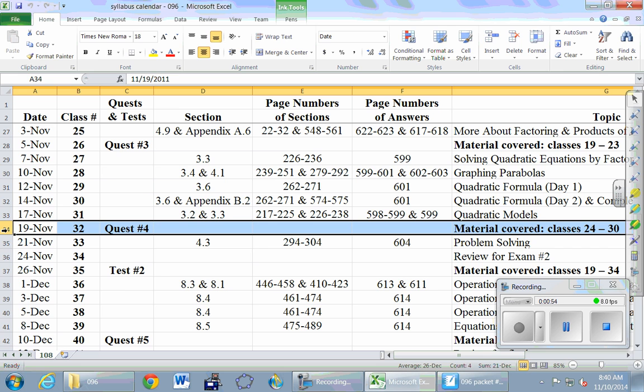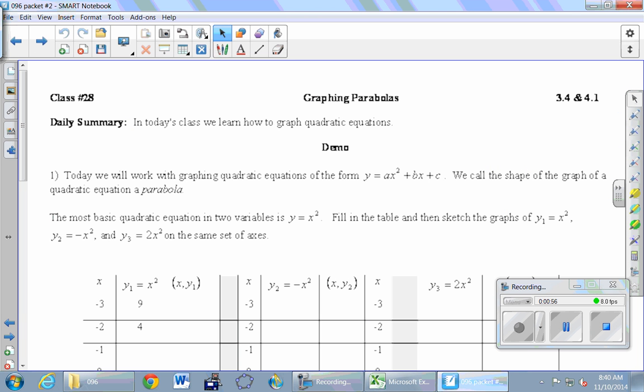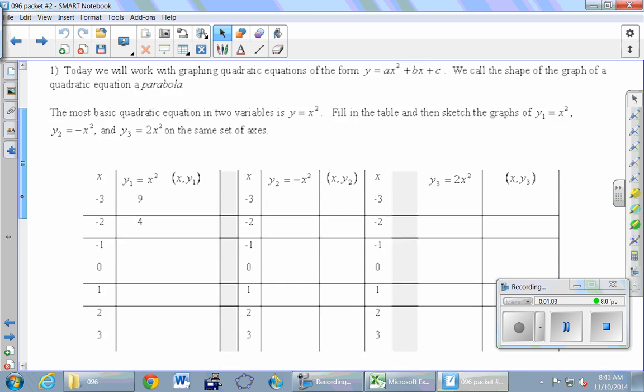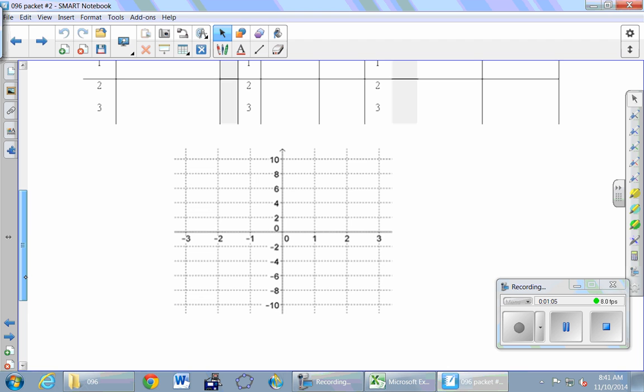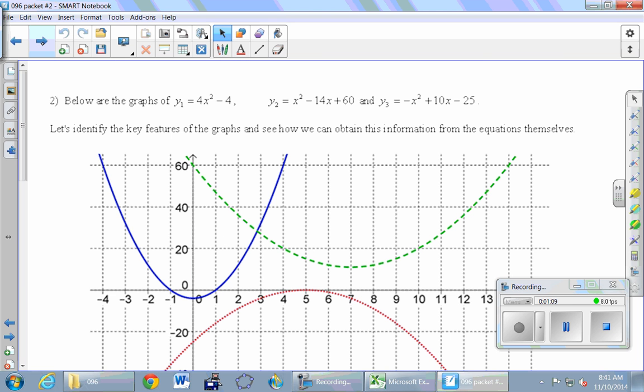Okay, so then let's take a look at the top of page 44. It says, in today's class, we'll learn how to graph quadratic equations. And then there's this example down here where we're going to plot a bunch of points and graph a few parabolas on the axes. I decided I'm not thrilled with that example, so we're moving on to page 45. And we'll take a look at these 3 parabolas that are graphed.